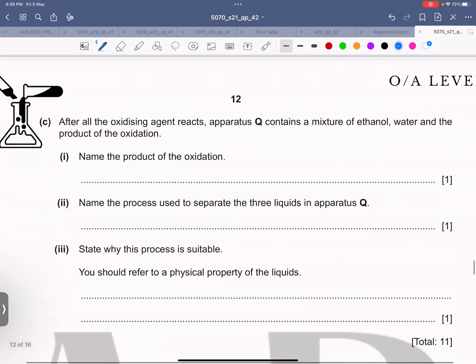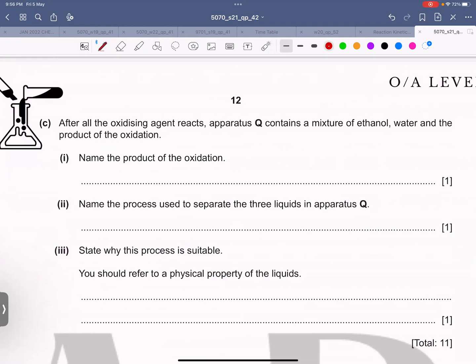Next part. After all the oxidizing agent reacts, apparatus Q contains a mixture of ethanol, water, and product of the oxidation. Name the product of the oxidation. When ethanol oxidizes, what would we get? Ethanol is an alcohol. Alcohol always oxidizes to a carboxylic acid. So it will be ethanoic acid.